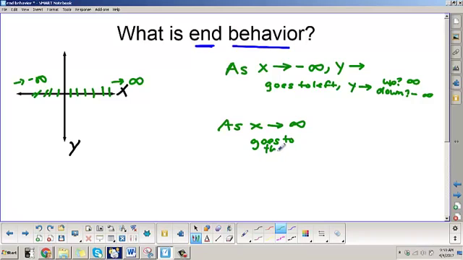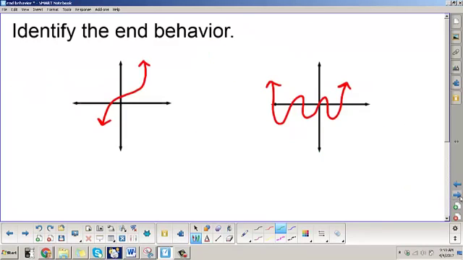what happens to y? Does y go up or does it go down? Okay. So it's a little bit difficult to kind of recognize at first, but you always begin with both of these. Remember, graphs always go to the left or right, but they don't always go up or down. So let's take a look at an example.